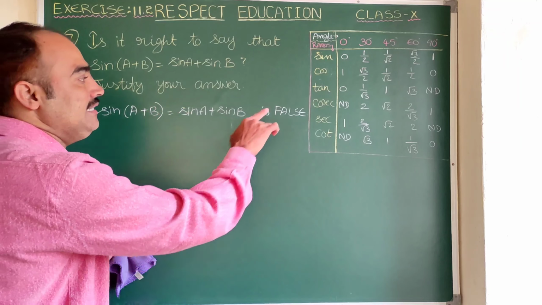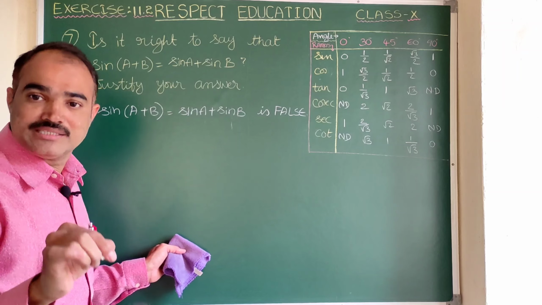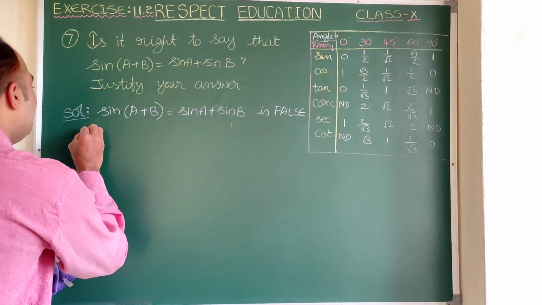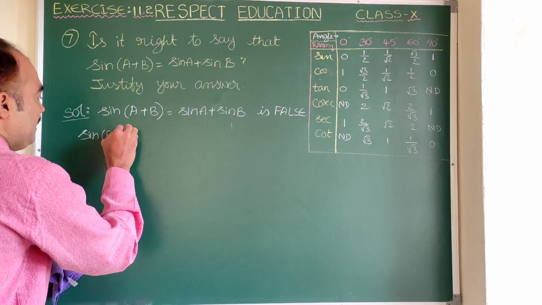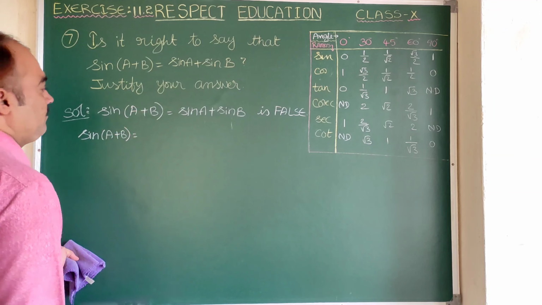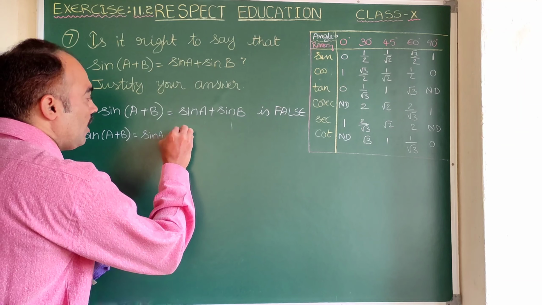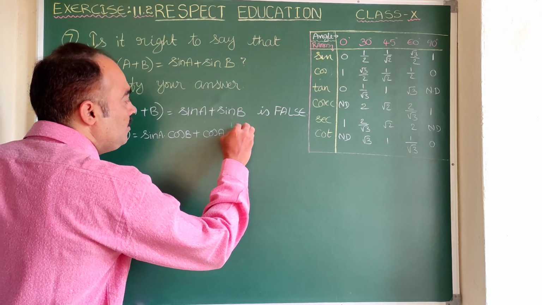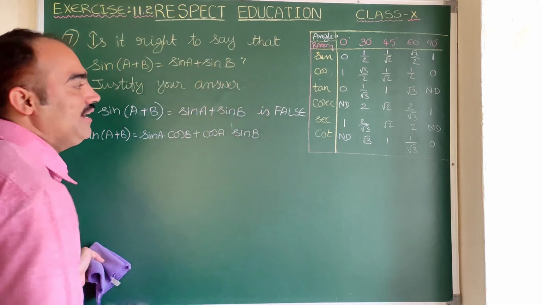Saying like this is not true. This is not correct. It is false. Then what is correct? If you see that question number 3, it will say that the correct way is: sine of A plus B has a formula, that is sine A into cos B plus cos A into sine B. This is the right way to say. This is the correct formula for sine of A plus B.